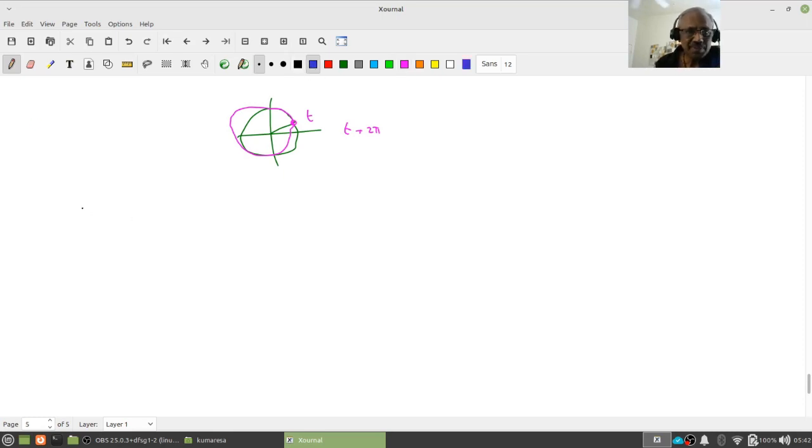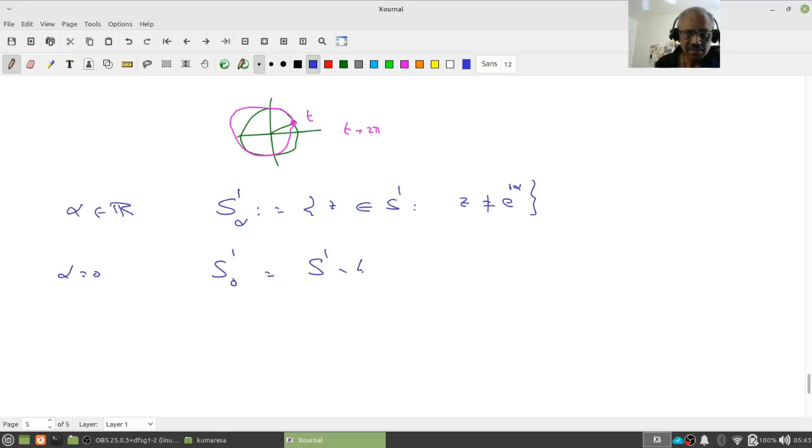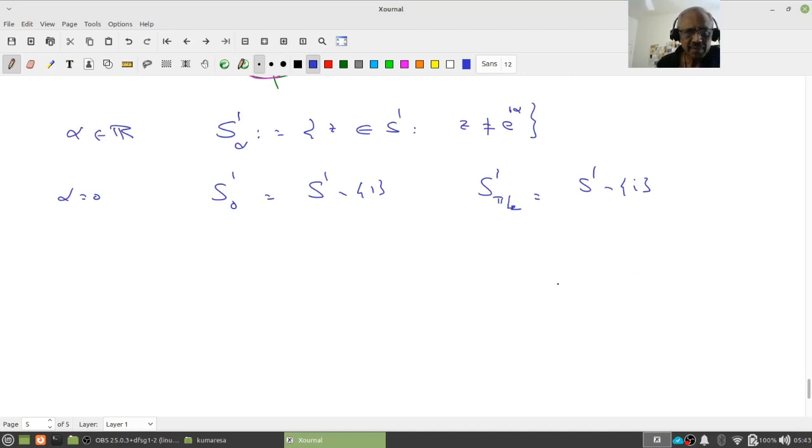Now what do you want to do? So what we want to do is fix a real number alpha, right? Let me denote S1 alpha to be a subset of S1 so that z is not equal to e power i alpha. For example, if alpha is 0, what is S1 0? That is S1 minus singleton 1. And what is S1 pi by 2? That will be S1 minus i, and so on. Do you understand that? So I am just removing one point, right? Now what I want to do is the following lemma or proposition.